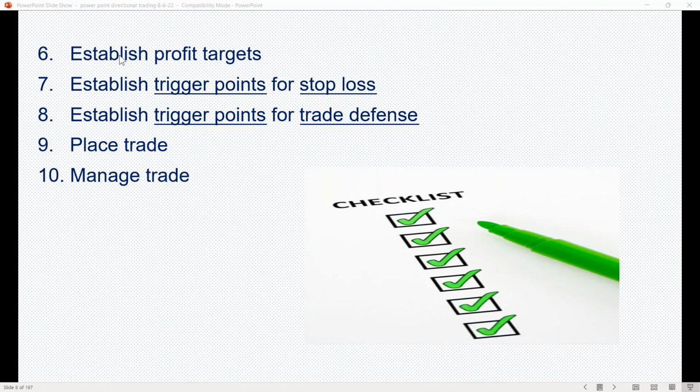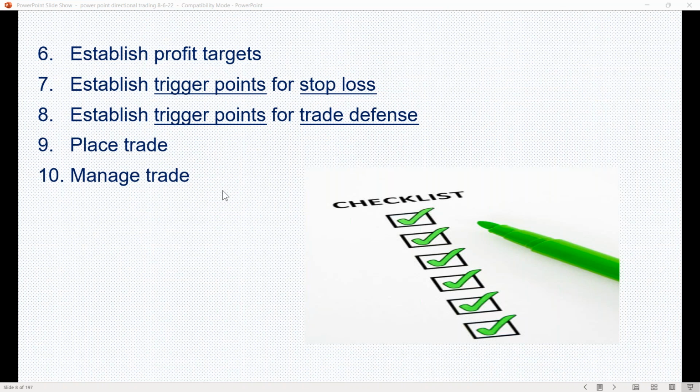Then you want to establish, again, your trigger points for your stop loss and your trigger points that you would use for trade defense. So you have your profit targets set, where you're going to take your profit at X and Y and Z. And then if it hits your trigger point for your stop loss, that gives you your potential stop out. So you're not going to lose the full value of your trade. And then what I call the trigger points for trade defense, because the trades that I use are always going to be using some kind of option or option spread, so we can defend those trades. And I have trigger points then that say, okay, let's start defending. And then finally, you get to place the trade and then manage the trade.